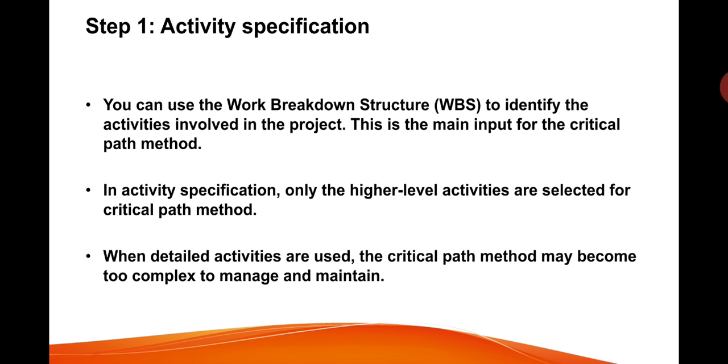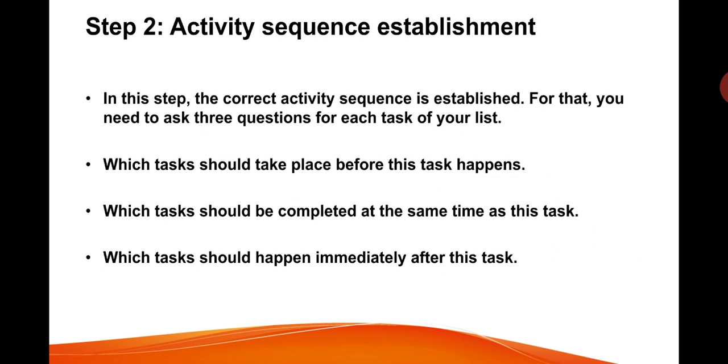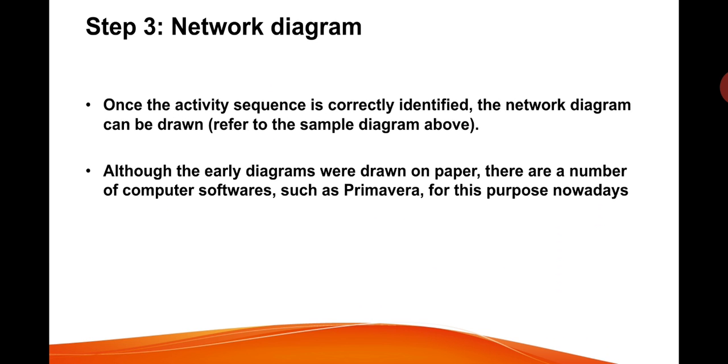There are 6 steps. First, activity specification. You can use the work breakdown structure to identify the activities involved in the project. This is the main input for the critical path method. Second, activity sequence establishment. In this step, the correct activity sequence is established. For that, you need to ask 3 questions for each item on your list. First, which task should take place before this task happens? Second, which task should be completed at the same time as this task? Third, which task should happen immediately after this task?